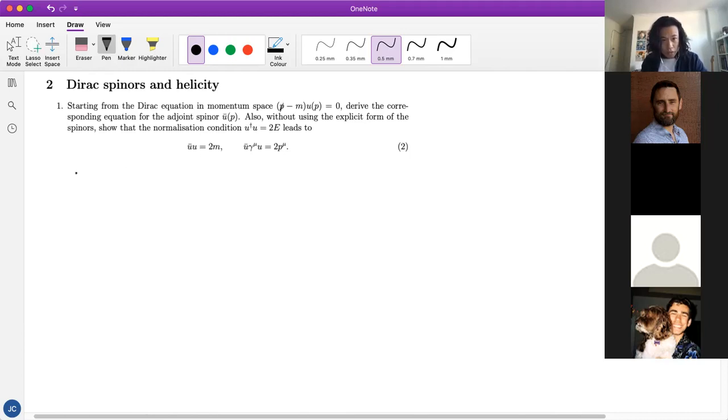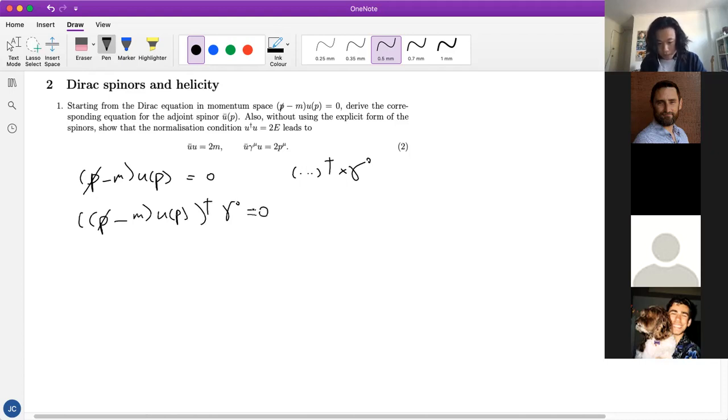So let's just derive the corresponding equation. If we start off with the Dirac equation, (p-slash minus m) u(p) is equal to 0, and then we multiply it by gamma naught. So we take this equation and then we dagger it, and then we multiply it by gamma naught on the right. So then we end up getting u(p) daggered, (p-slash minus m) daggered, and then gamma naught, and that's equal to 0.